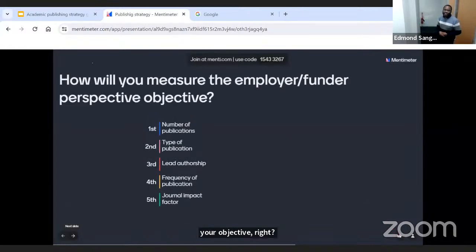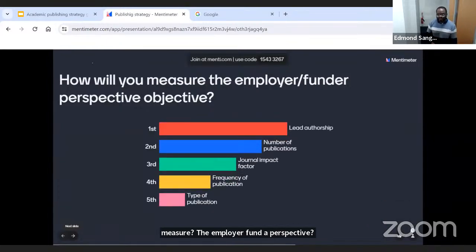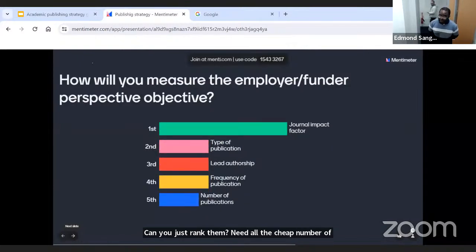Then how will you measure? Now let's go back to the employer funder perspective. How are you going to measure that? Let's look at the employer funder. For the funding organization, how will they, my slides seem like they've mixed up here. How will you measure the employer funder perspective? Can you just rank them? Lead authorship, number of publications, journal impact factor.